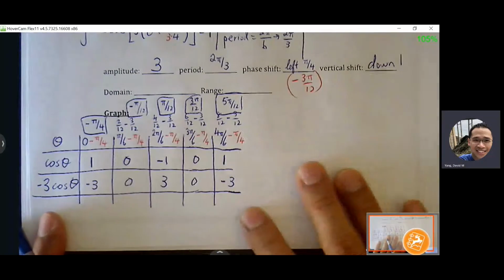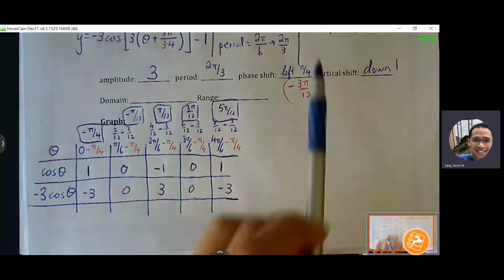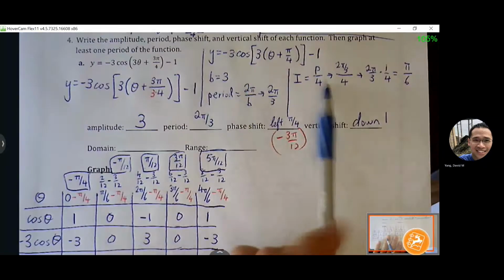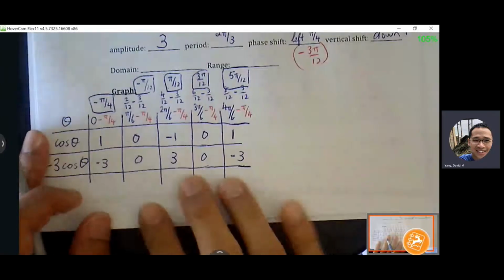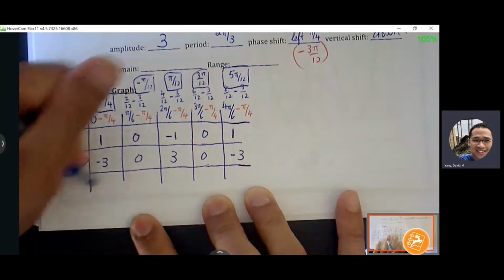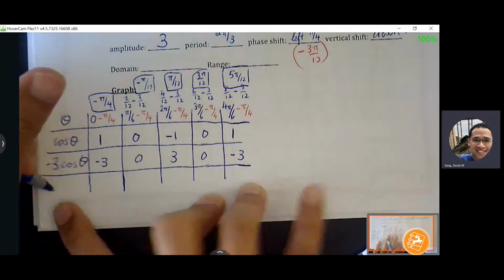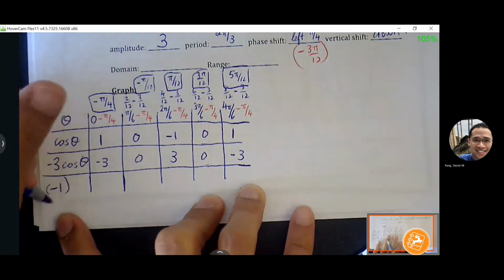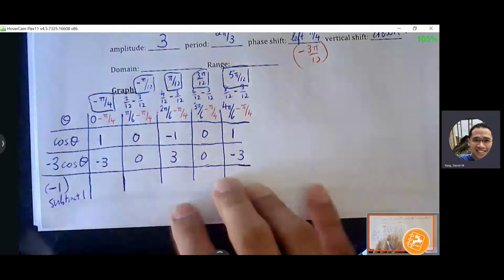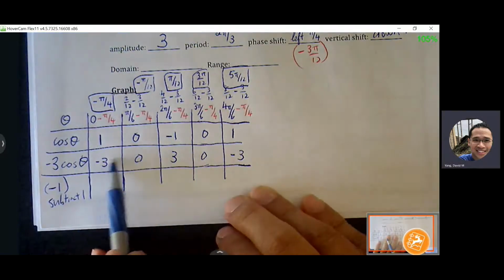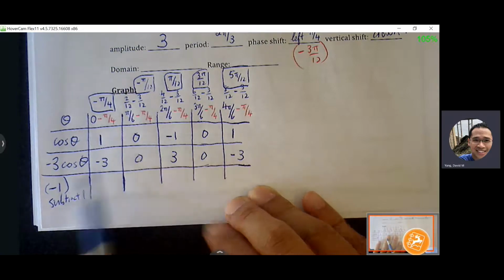Now there's one more thing that we need to do. And what's that? Yeah, we got to do that vertical shift, right? And how do we adjust for that vertical shift? Subtract 1. Yeah. So you're going to take all your numbers on the very last row and you're going to subtract 1.